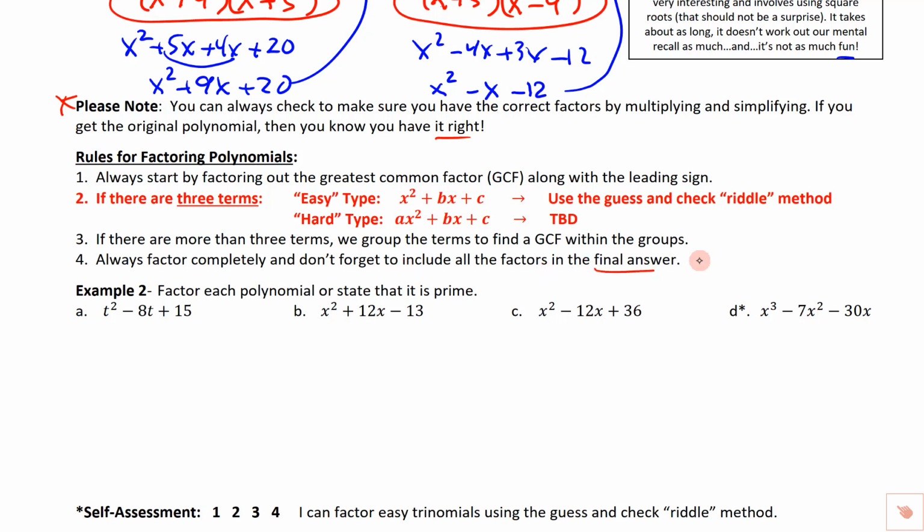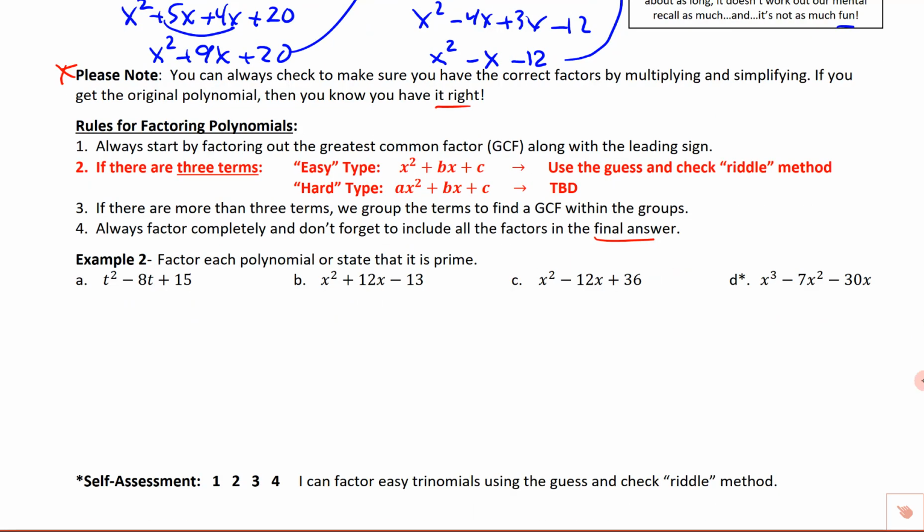And then we want to make sure that we circle this. So I'm going to slide down here. We're going to take a look at these four problems. I've got an asterisk by this one for a couple of reasons, so we'll take a look here. So you'll notice that we start off with a t squared. So this is an easy type of trinomial.